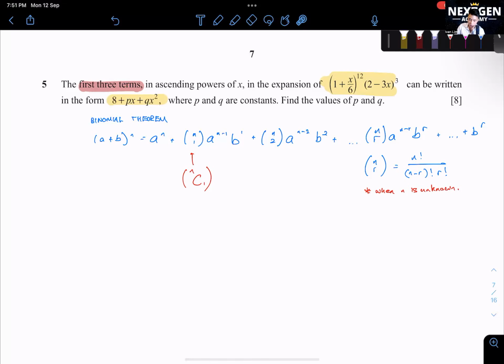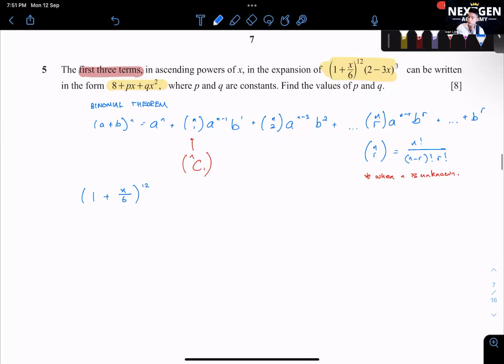And you see the power also: x to the power of 0, x to the power of 1, x to the power of 2. So what you want to do here is just go and find your first 3 terms. Don't go and find extra because you won't get any marks for it, no extra marks. So this is an 8-mark question.